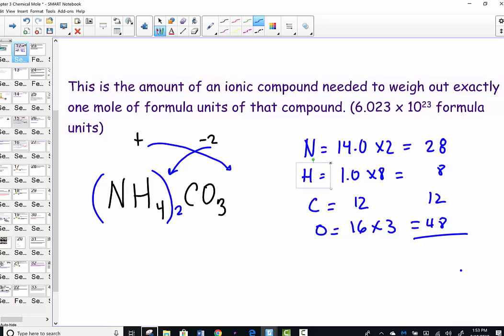So on my calculator, I'll add 28 plus 8. If you have questions, please stick around. I can answer them as needed. A total of 96 grams of ammonium carbonate.